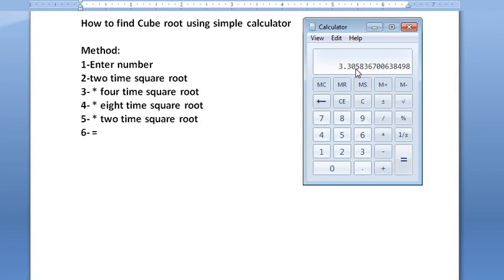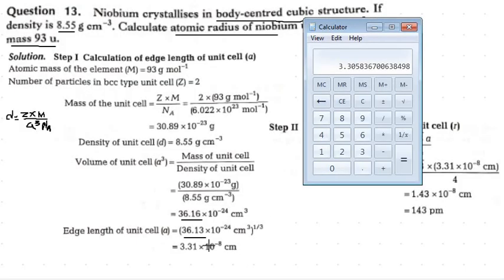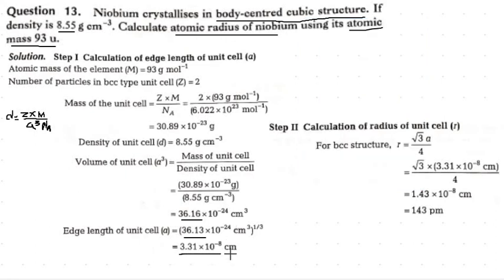that comes 3.305. Okay, now let us check your answer. So the answer is 3.305, which is very close to 3.31. If you round it up, this becomes 3.31. Okay, so I hope this is clear how to find the cube root.